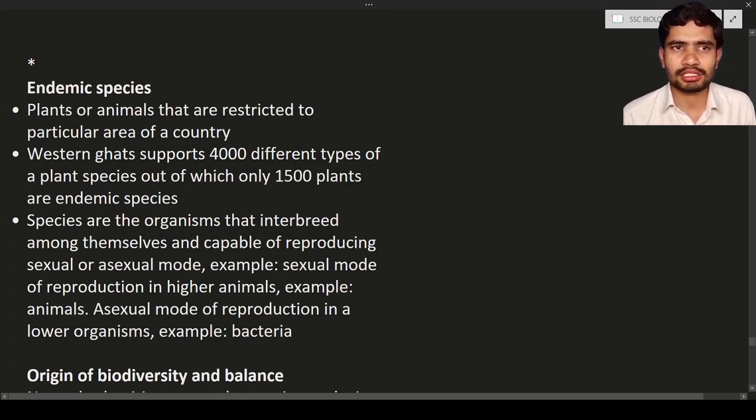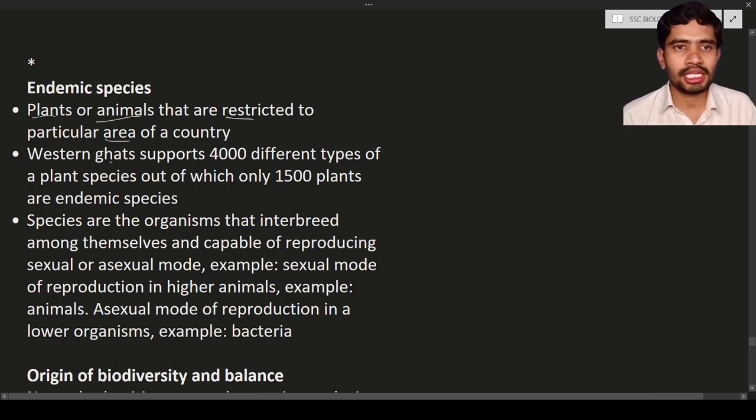Endemic means any organism, whether plants or animals, that is restricted to a particular area of a country. That is known as an endemic species. For example, the mango plant grows only in India, restricted to India, so it is an endemic species. Let us consider the elephants living in the country, they live only in the country, and they are known as endemic species. So endemic species means where they belong and where they live.